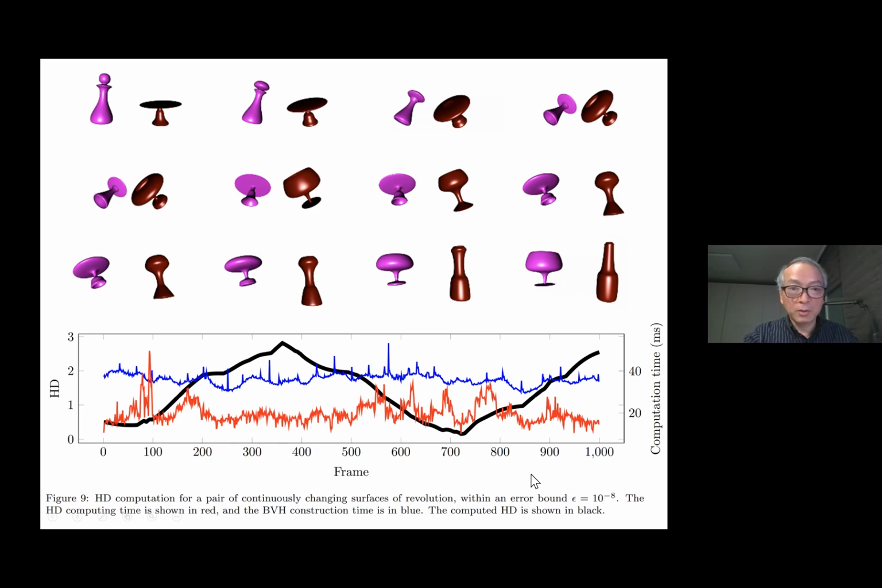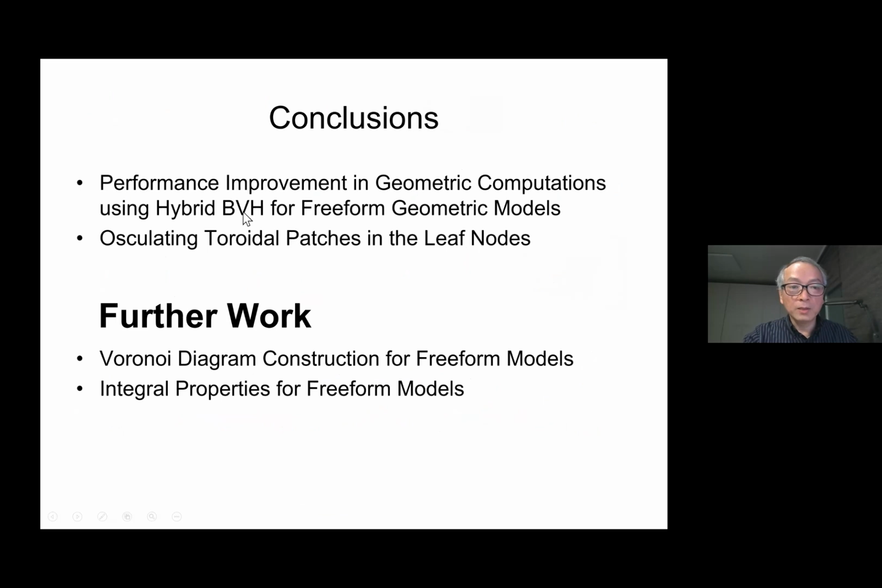So in this talk, I presented some techniques for improving the performance of geometric algorithms using a hybrid bounding volume hierarchy, especially designed for freeform geometry models. In particular, we used osculating toroidal patches, trimmed in a nice way, for approximating the surface patches. In future work, we would like to extend the result to Voronoi diagram construction, and also apply this technique to computing integral properties of freeform geometric models.